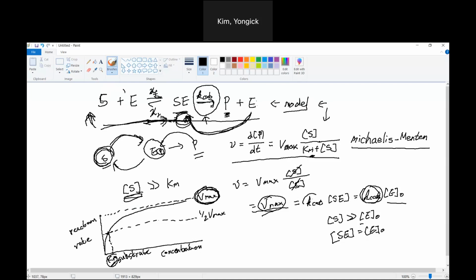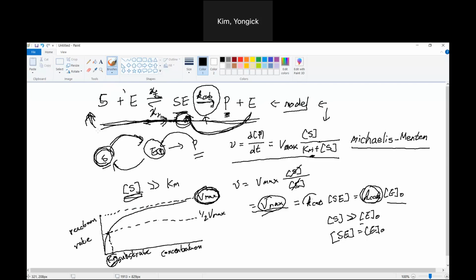So if the enzyme recycling efficiency is very low, kcat will probably be very low, so the reaction speed will be very slow. But if the recycling efficiency is very good, the reaction speed will be comparatively fast. But this is just a model, the Michaelis-Menten model.